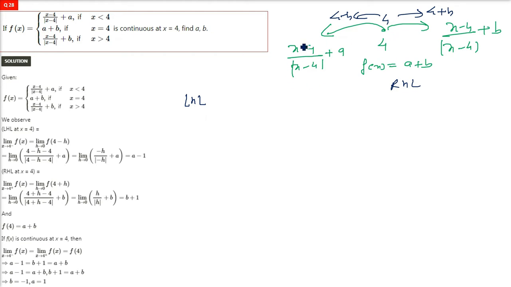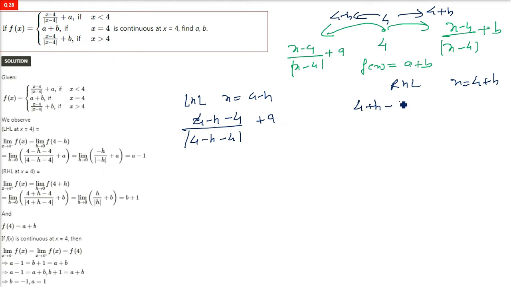So in place of x, I am going to replace it by 4 minus h, and on the right hand side x equals 4 plus h. Just put it here. So 4 plus h in place of x, minus 4, and modulus of 4 minus h minus 4, plus a. And here x is 4 plus h, minus 4, divided by modulus of 4 plus h minus 4, plus b. Okay. Now this 4 gets cancelled, you have negative h divided by, here also 4 gets cancelled, h by.